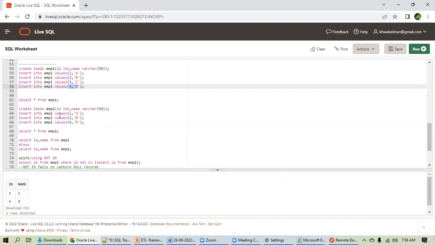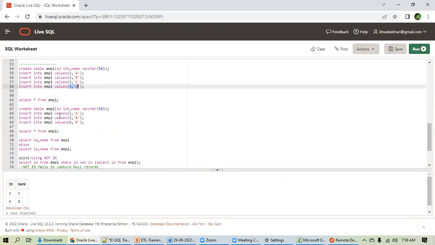Tanvir, why not 4E? It works like this: if we write EMP1 first before minus, then it will show only those records which are in EMP1 and not in EMP2, but not those which are in EMP2 and not in EMP1. Very good analysis. I was just about to explain this, but you have answered.